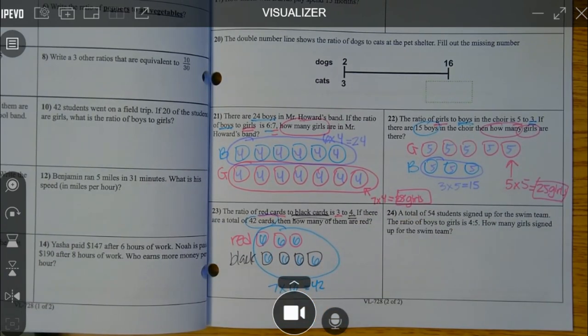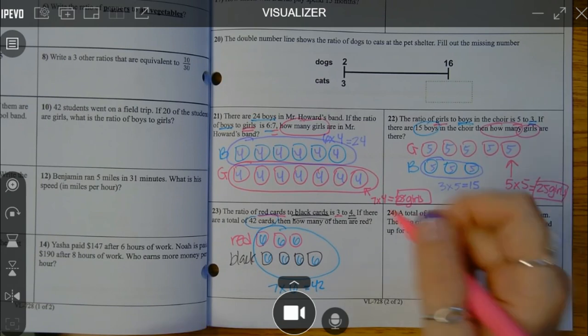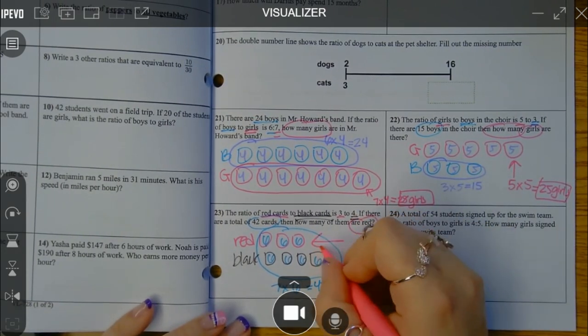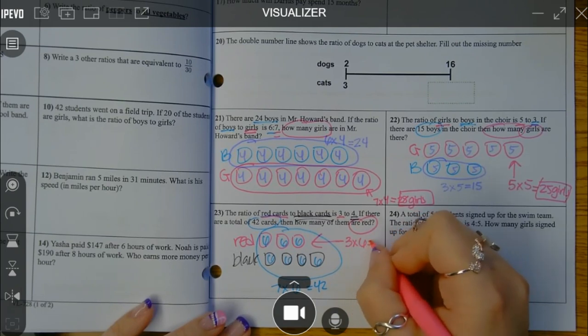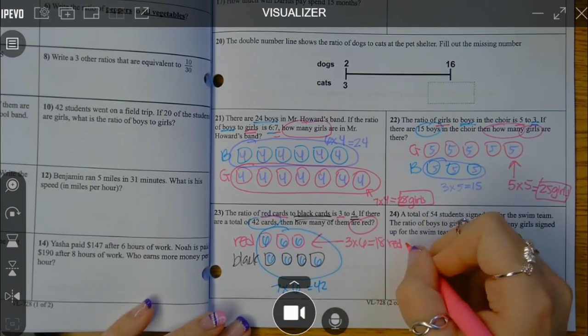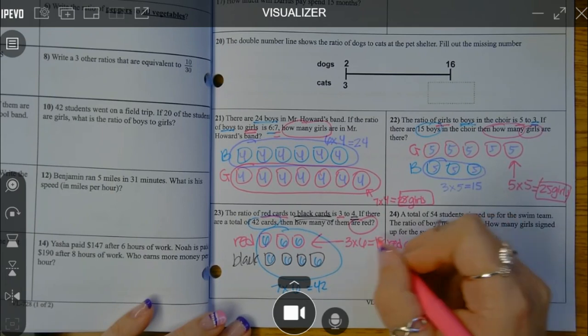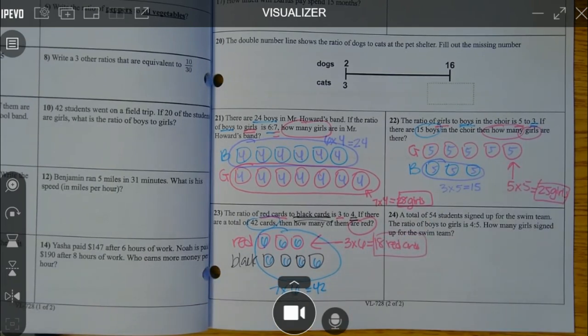Now I can use that to answer any question they want. They said, how many of them are red? So look at just the red boxes. There are 3 boxes that are each worth 6, so there's a total of 18 red cards. Done. Okay, really try this last one on your own. And now that you're back with us, let's see how you did.